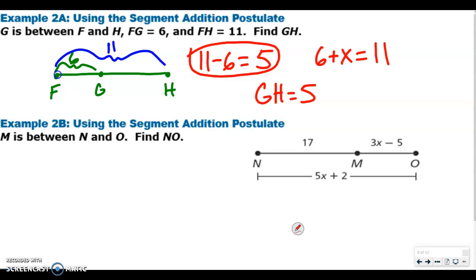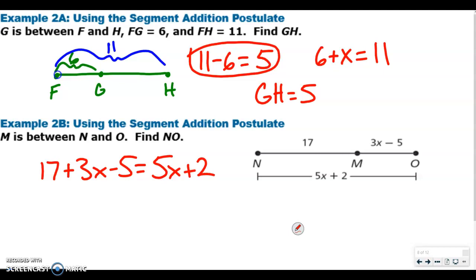So here we have some different lengths for us. We have NM is 17, MO is 3x minus 5, and the whole length is 5x plus 2. So if we set that up, we know that 17 plus 3x minus 5 equals 5x plus 2 with our segment addition postulate.